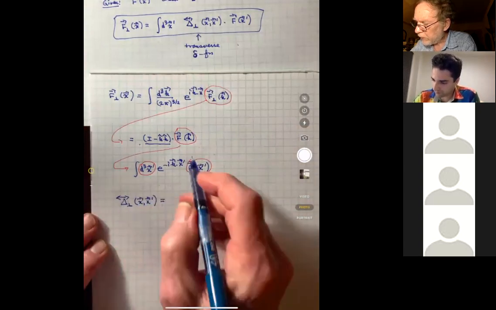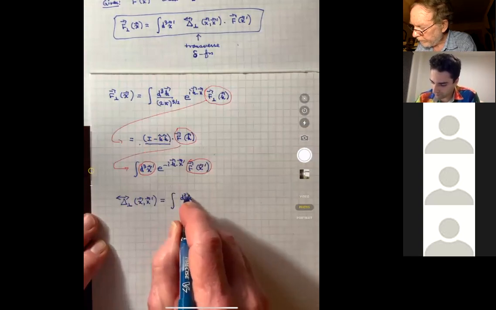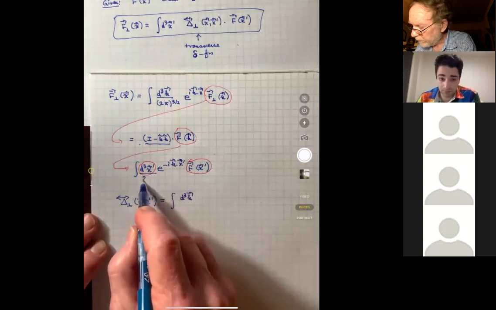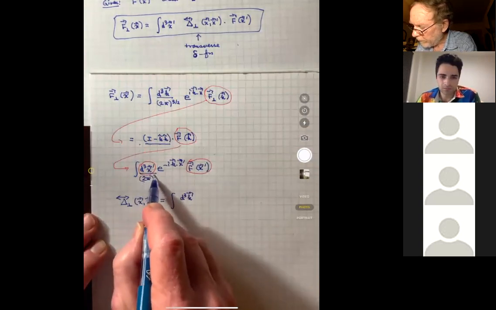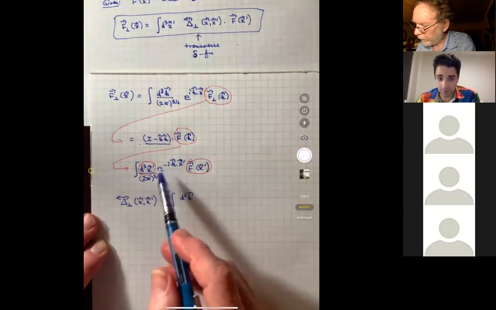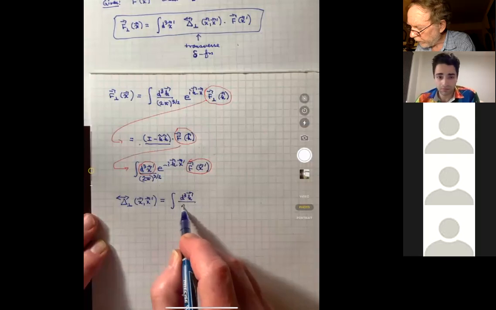And it's equal to the integral d cubed k. There should have been a (2 pi)^(3/2) in this inverse Fourier transform. So actually it's a forward Fourier transform. There's one here and one here, so I get a (2 pi)^3 altogether for those.